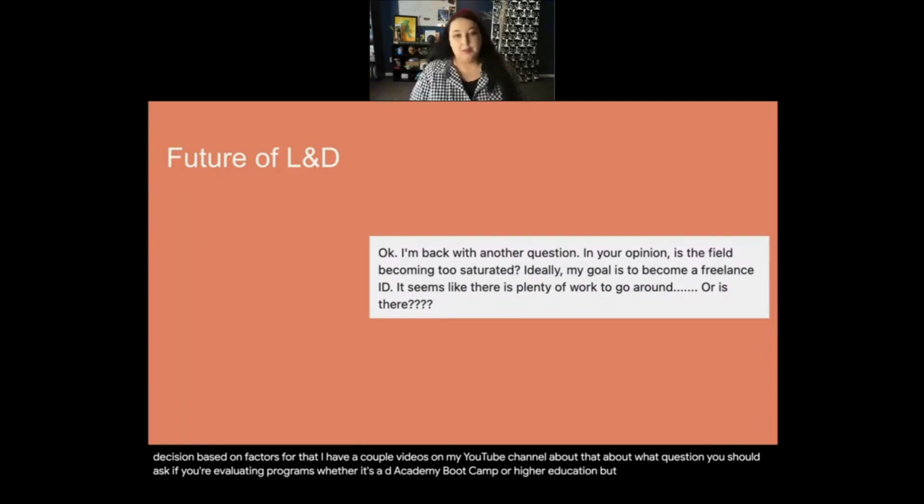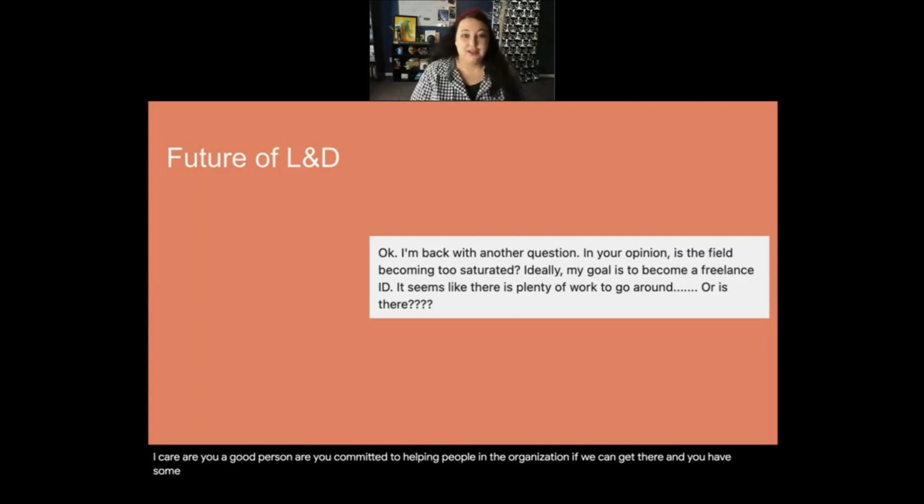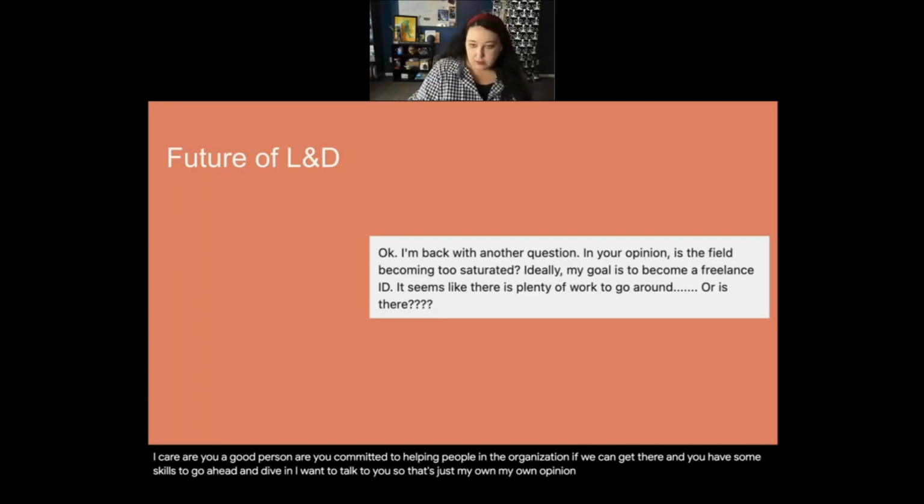But my blanket statement is, I honestly don't have a degree requirement on my job postings because I don't care if you have a degree in it or not. Again, I care, are you a good person? Are you committed to helping people in the organization? If we can get there and you have some skills to dive in, I want to talk to you. So that's just my own opinion. All right.